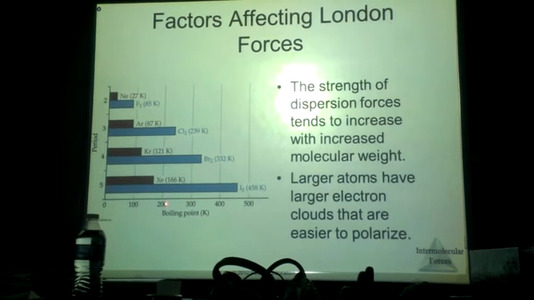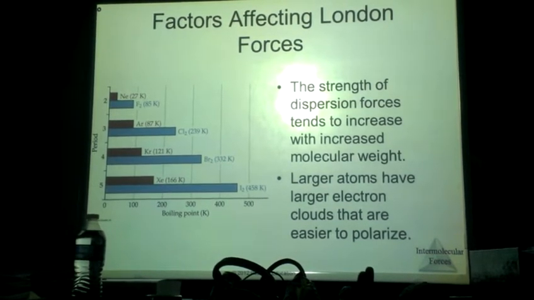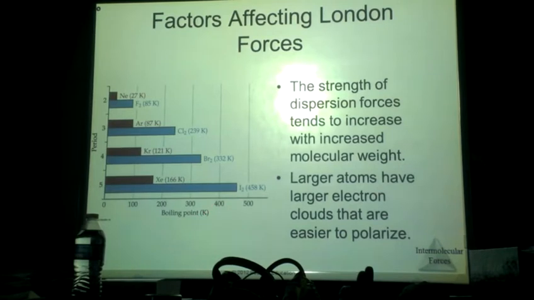So the boiling point for a halogen is going to be a lot larger than a noble gas because these halogens have stronger intermolecular forces. So I'm going to need to apply more energy to break or overcome those intermolecular forces, which is why their boiling points are going to be higher than the boiling points of noble gases.